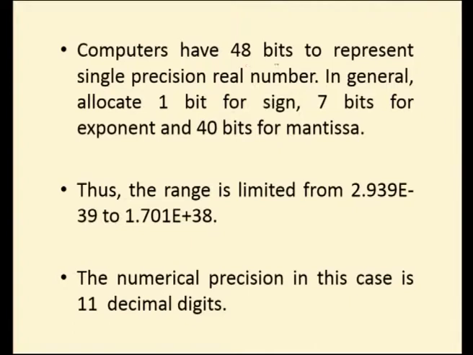Computers having 48 bits represent a single precision real number. For example, these 48 bits are allotted as follows: in general, allocate 1 bit for sign, 7 bits for the exponent, and 40 bits for the mantissa. Thus, the range is limited from 2.939e-39 to 1.701e+38. The numerical precision in this case is 11 decimal digits.